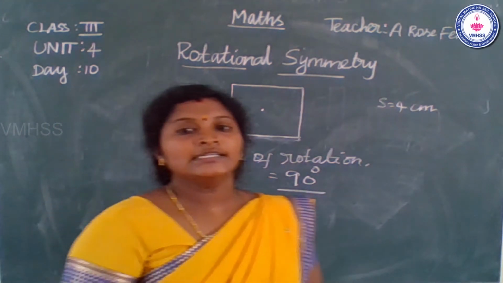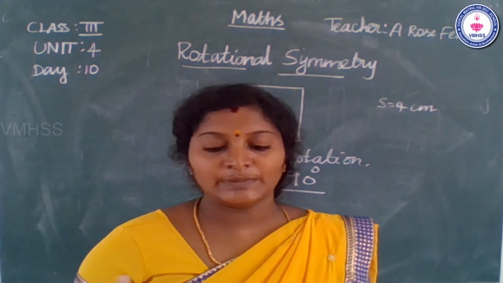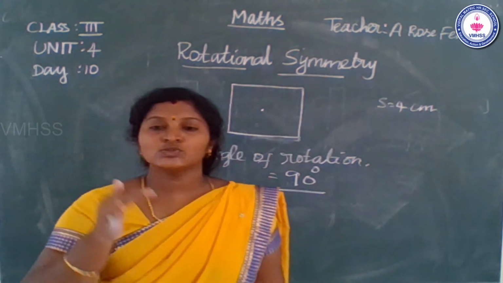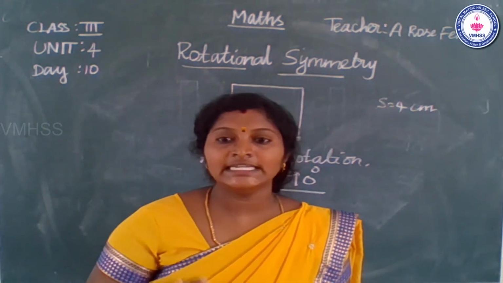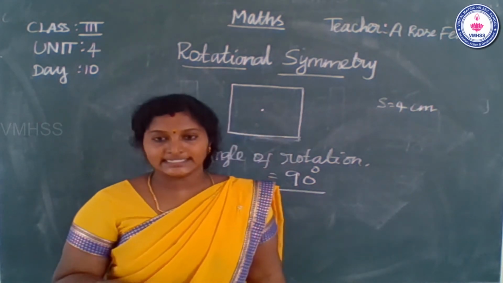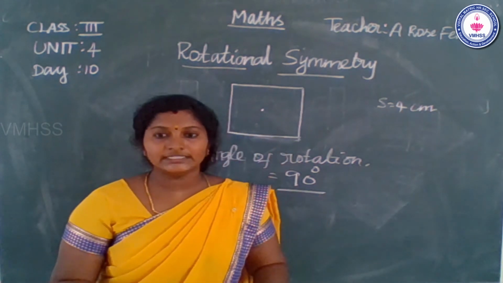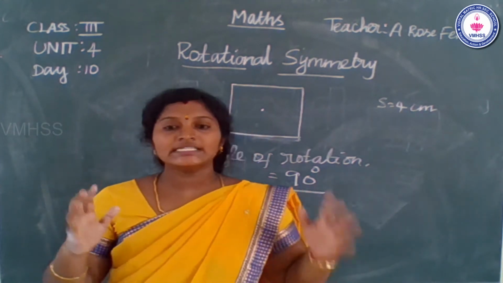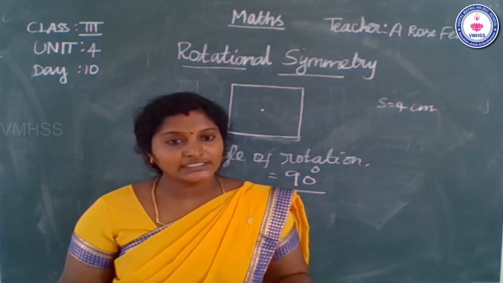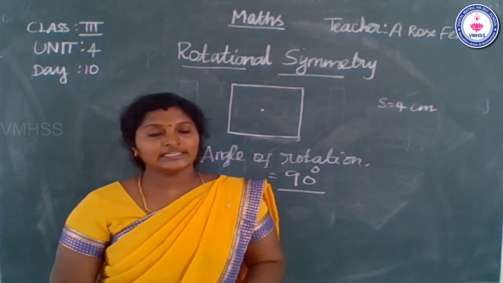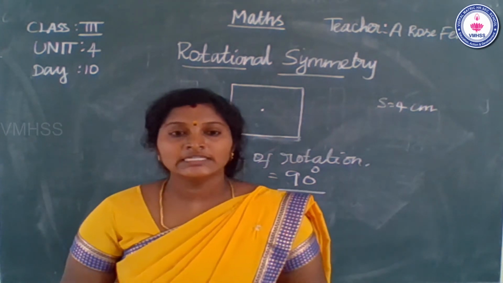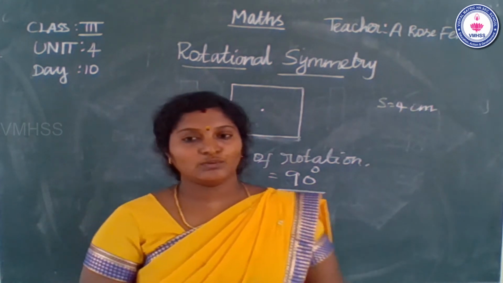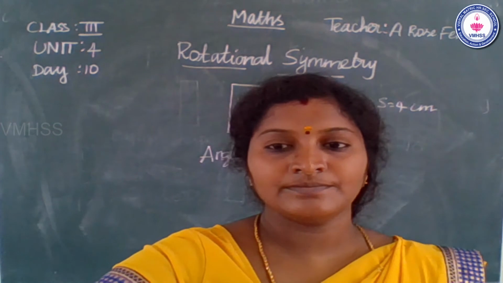Once again, the square has rotational symmetry. You already know the square has rotational symmetry. The smallest angle a figure can be rotated and still look the same is called the angle of rotation. So what is the angle of rotation in the square? Students, tell the answer. The correct answer is 90 degrees. Okay, so see the next slide.